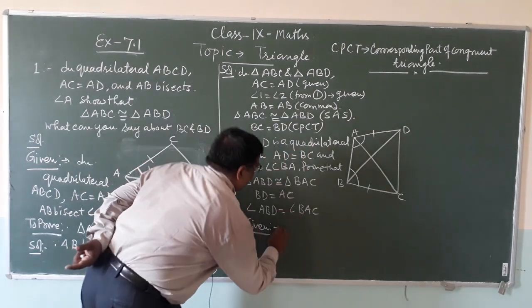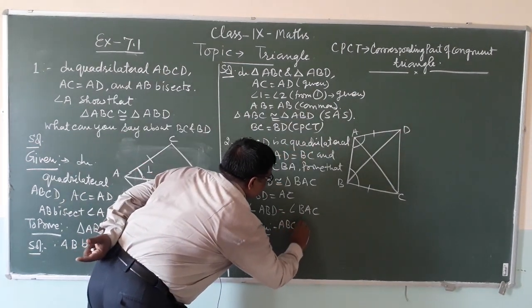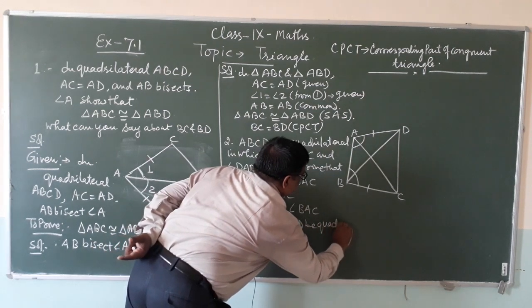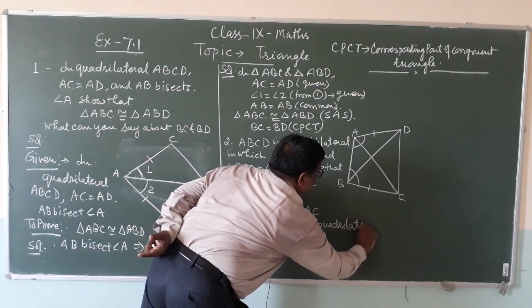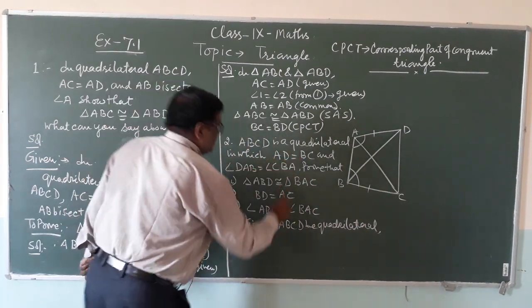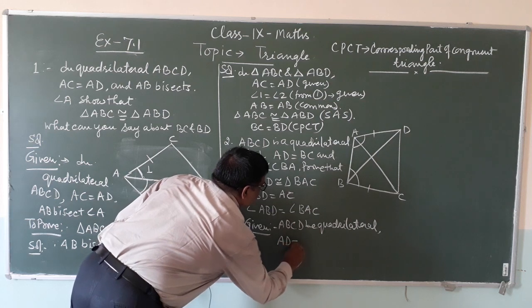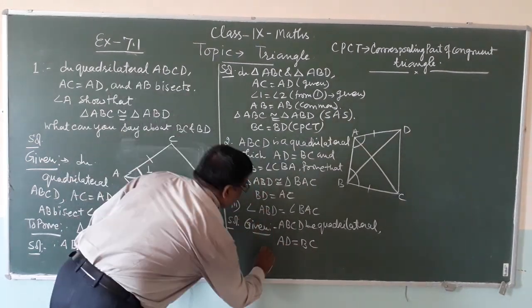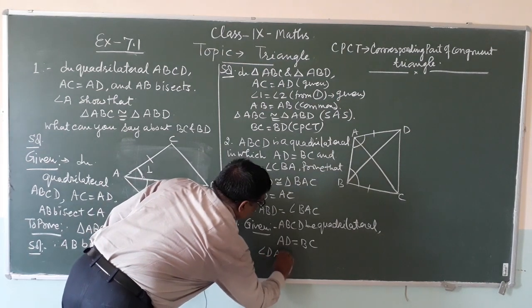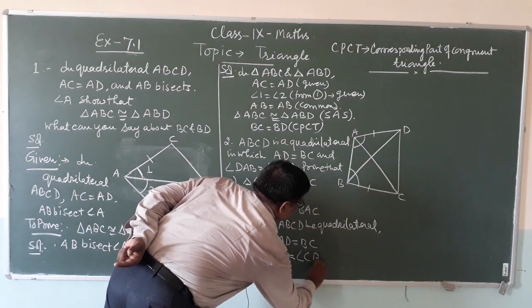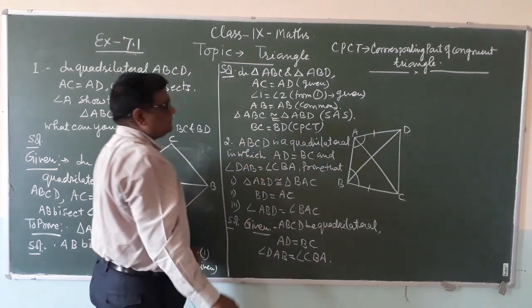First write given. What is given? ABCD is a quadrilateral. AD is equal to BC and angle DAB is also equal to angle CBA.